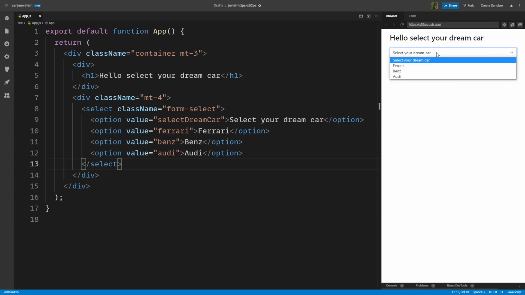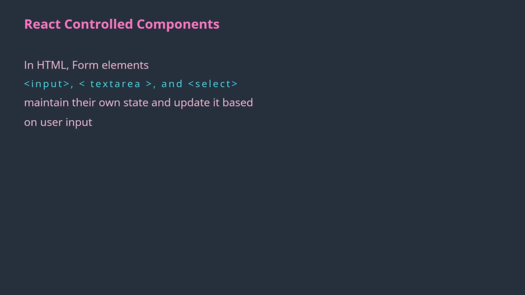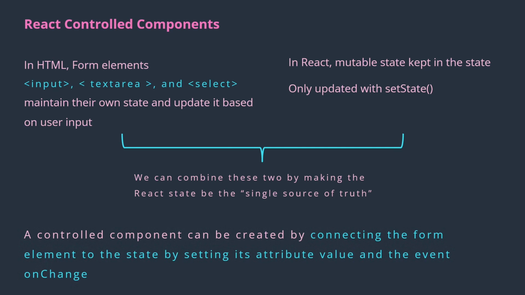Okay, now we are going to build a React controlled component in order to make it function. The best explanation for controlled components is there in the React official docs. You can find a link in the description to that page. Now let's dive into it. In HTML, form elements such as input, textarea and select maintain their own state and update based on user input. But in React, typically the mutable state is kept in the state and only updated with the setState method. We can combine these two by making the React state be the single source of truth. A controlled component can be created by connecting the form element to the state by setting its attribute value and the event onChange. Now let's see this in action.